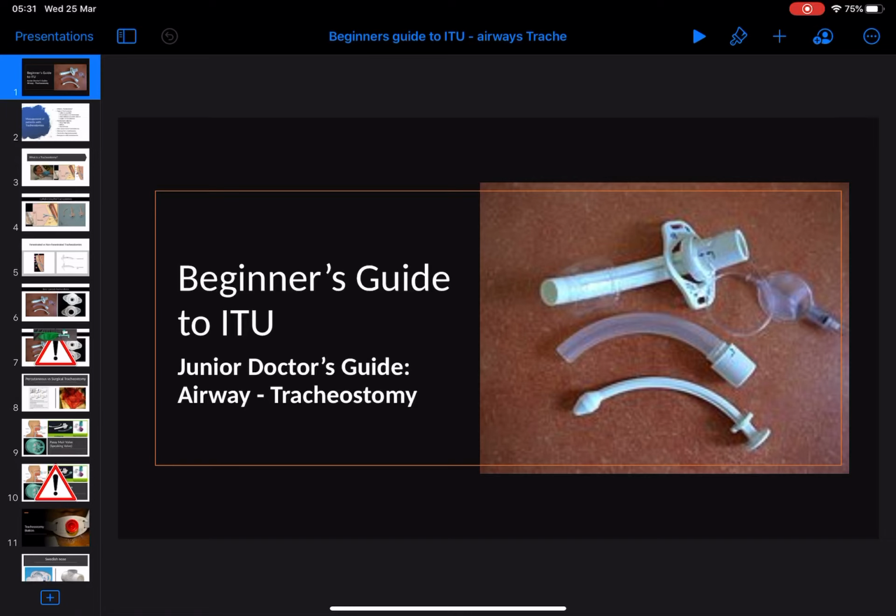Today we'll be focusing on the tracheostomy, and this is the second of the Airway presentations for the Beginner's Guide to Intensive Care.